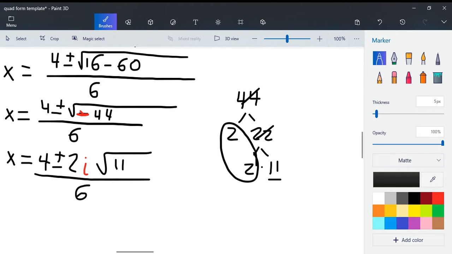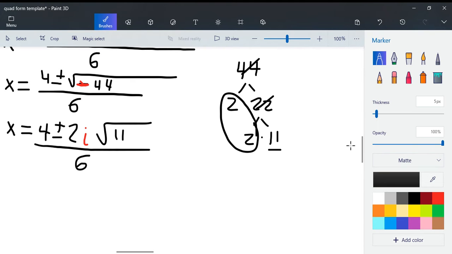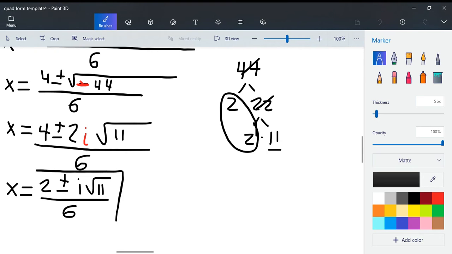We are not quite finished because we can simplify this. What number goes into 4, 2, and 6? Well, 2 goes into all 3 of those numbers, so we need to divide 4 by 2, take 2 divided by 2, and take 6 divided by 2. When we've divided all 3 of those by 2, we'll have 2 plus or minus i square root of 11 over 6 as your final answer.